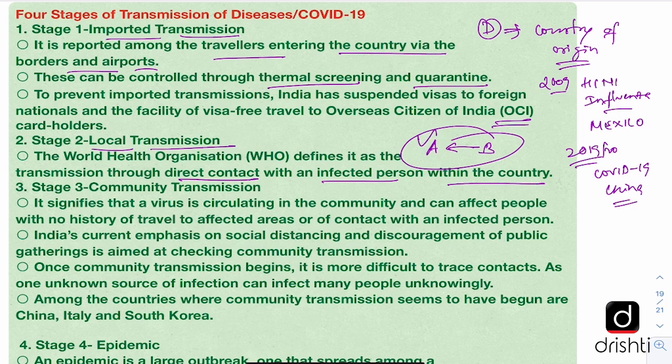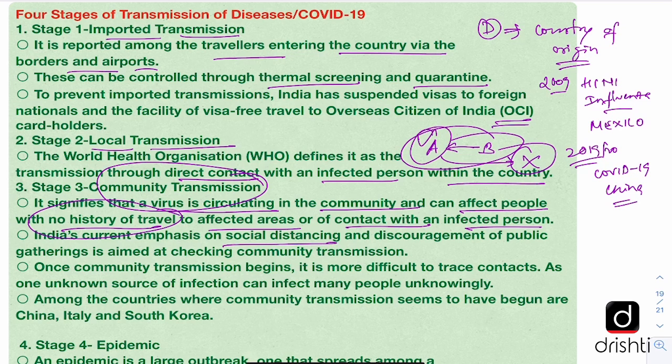And stage 3 or the third stage is of community transmission, and it signifies that a virus is circulating in the community and can affect people with no history of travel to affected areas or of contact with an infected person. So when A is getting infected, but the source from which he or she is getting infected is unknown, then it becomes a case of community transmission. India's current emphasis on social distancing and discouragement of public gatherings is aimed at checking community transmission only.